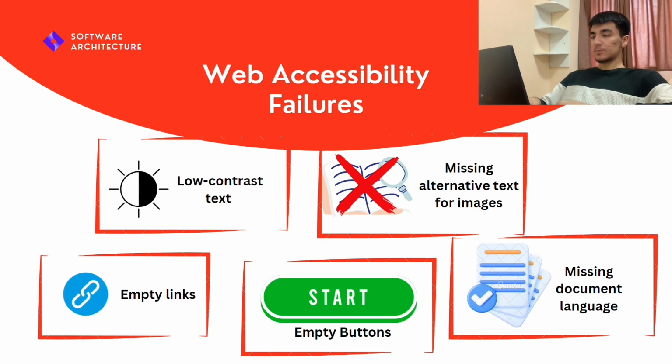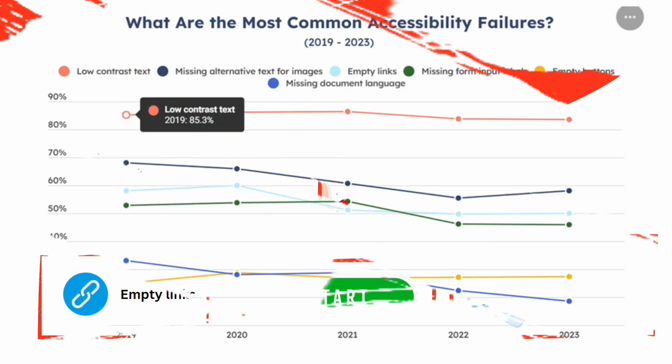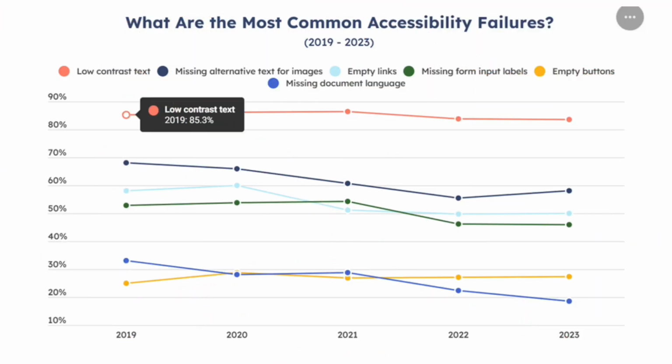Based on my research, accessibility failures most commonly involve low contrast text, missing alternative text for images, empty links, empty buttons, and missing document language. We can see here in the data the percentage, like about 86% of web applications face low contrast accessibility failure. Then there is missing alternative text for images failure, about 65%.